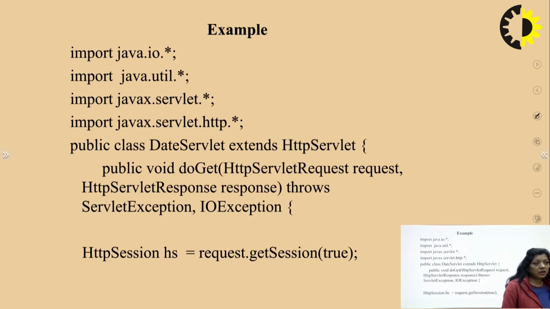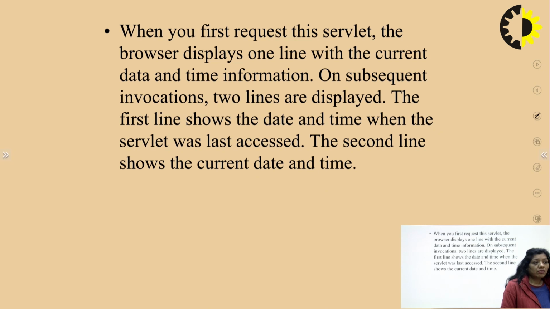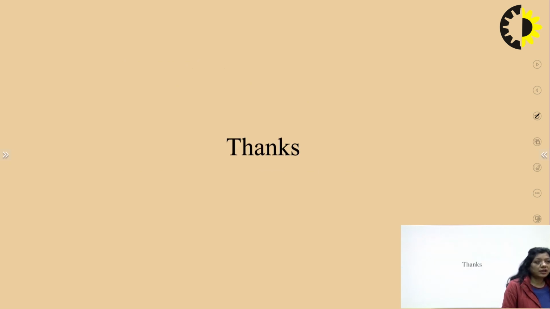This is the example of a servlet. When you first request the servlet, the browser displays one line with the current date and time information. On subsequent invocations, two lines are displayed. The first line shows the date and time when the servlet was last accessed. The second line shows the current date and time.